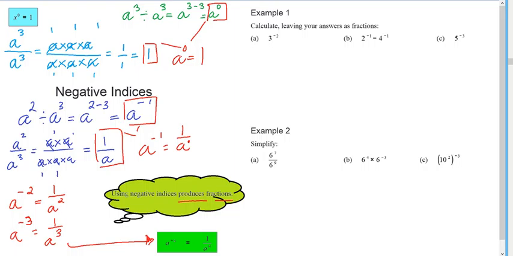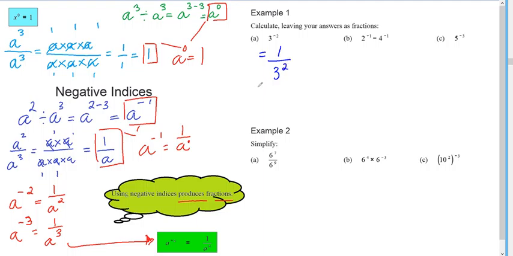All right, so let's jump right into our examples. Now, what about 3 to the negative 2? Let's refer to our examples here. Remember, we said nothing is going to be negative in my answer. That is actually going to give us 1 over 3 squared.